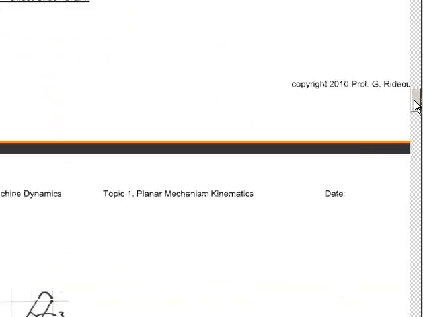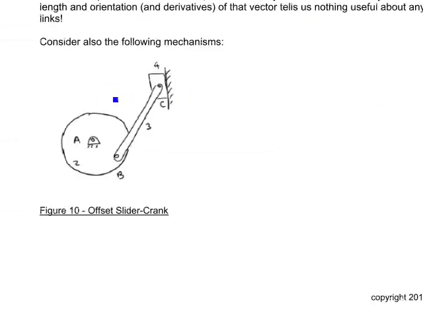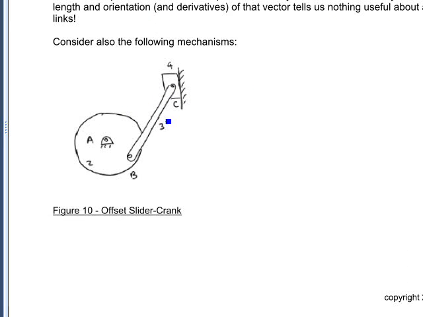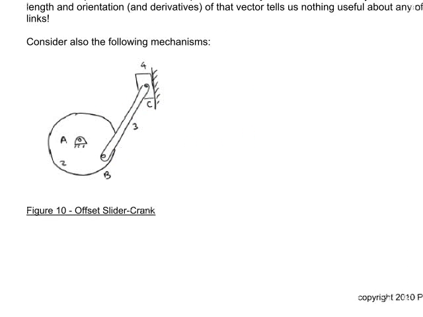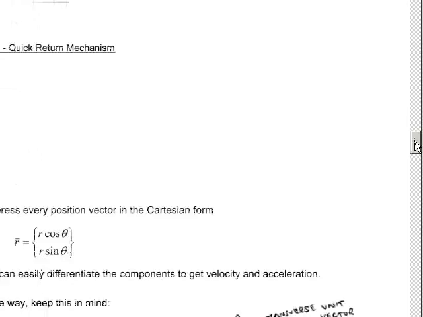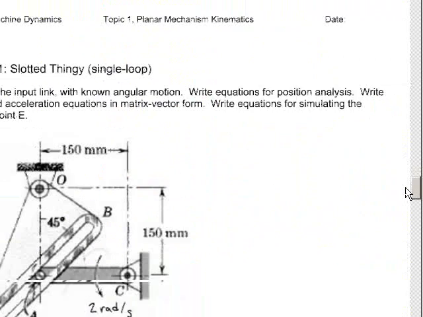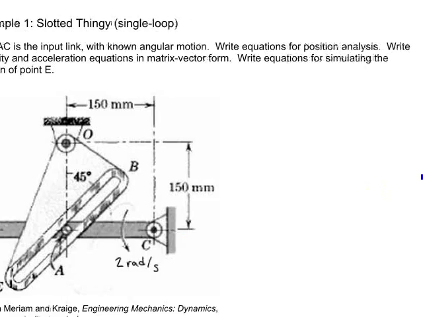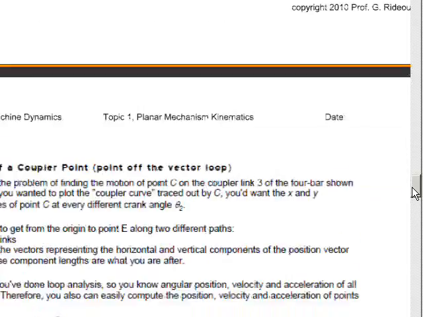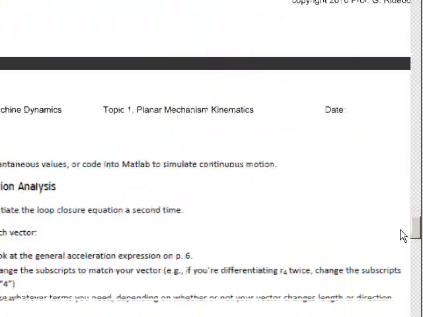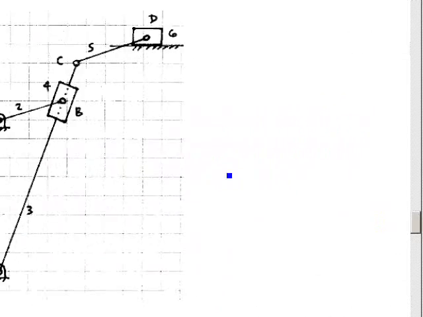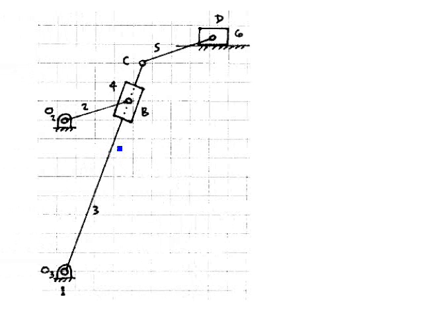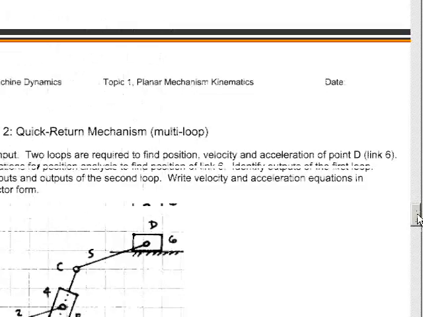In class, I'm going to get you guys to select loop vectors and talk about the unknowns for this offset slider crank. I'm also going to get you to do the same thing for this slotted thingy, and the loop vector selection for that, even though it's a single loop, it's a little tricky. And then in class, I'm also going to get you guys to pick loop vectors and figure out what your unknowns are for this multi-loop quick return mechanism, similar to the one I showed in class, the fold-up wooden model.